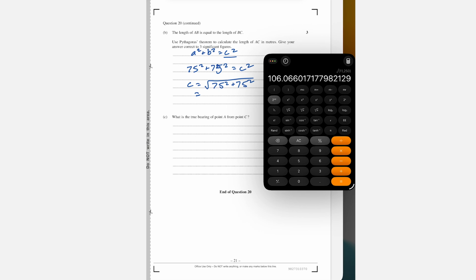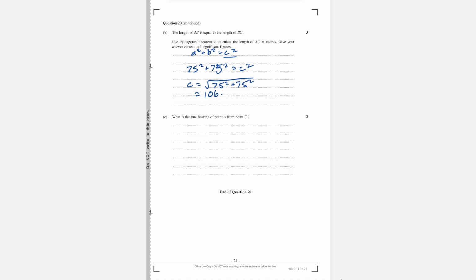We square root it, and we get 106.066. Oh, and it asked for the answer correct to 3 significant figures. So it's going to be 106 meters.